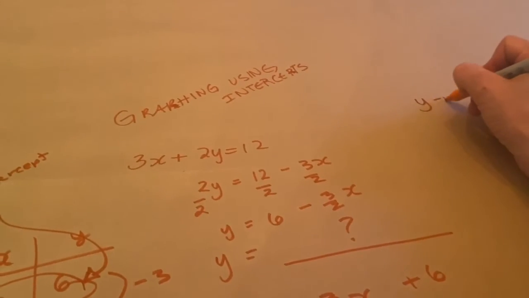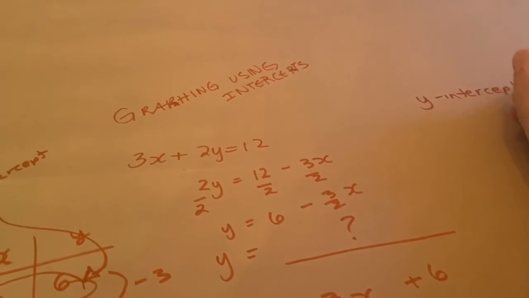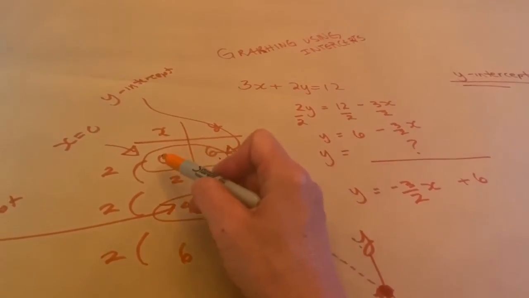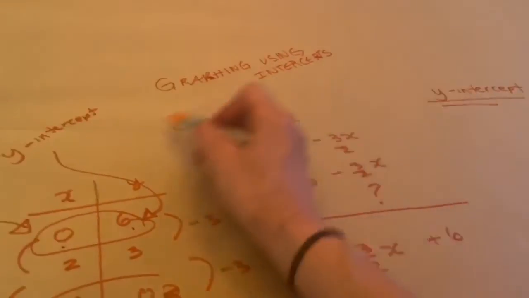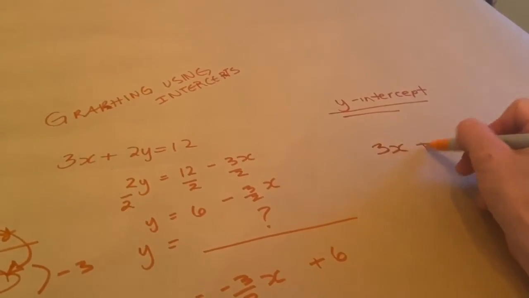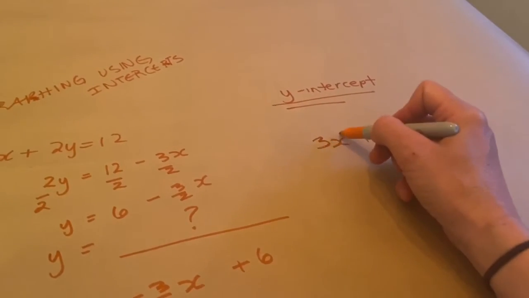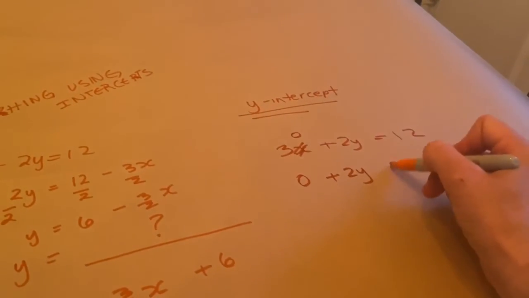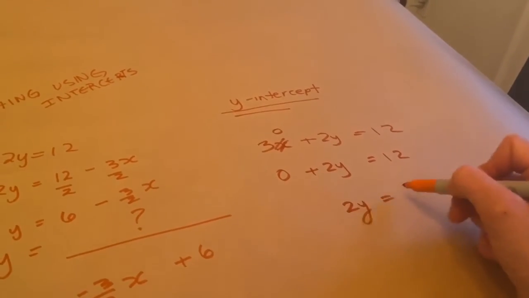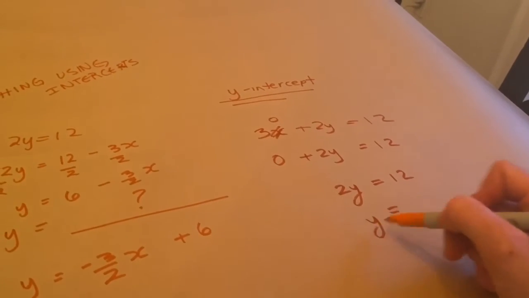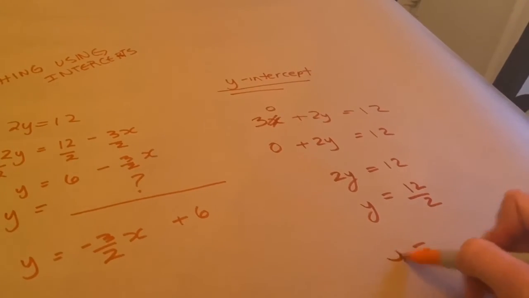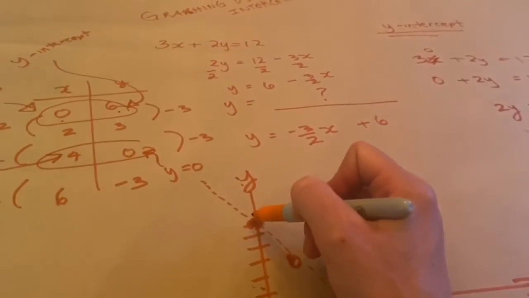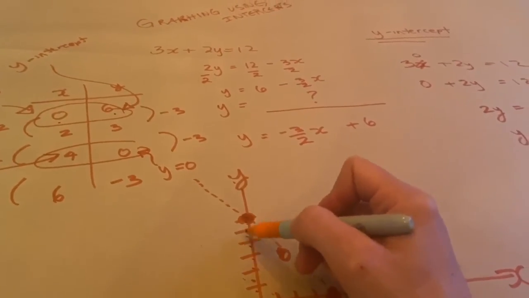We can first find the y-intercept. Don't forget, if you're trying to find the y-intercept, it means x is equal to 0. So I'm going to write this equation: 3x plus 2y is equal to 12. I'm going to cross off the x and put a 0 here. 3 times 0 is just 0, plus 2y is equal to 12. So 2y is equal to 12. Y is equal to 12 divided by 2. Y is equal to 6. Oh, look at that. That's exactly what I got over here. My y-intercept is 1, 2, 3, 4, 5, 6.